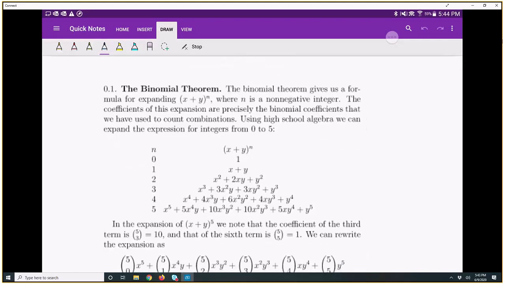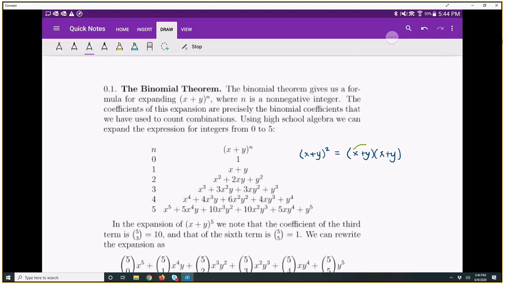So using our basic algebra skills, we can find the first few expansions. X plus y to the 0 is going to be 1. X plus y to the power 1, of course, is x plus y. If we have x plus y squared, we know how to do the distribution. X plus y times x plus y.